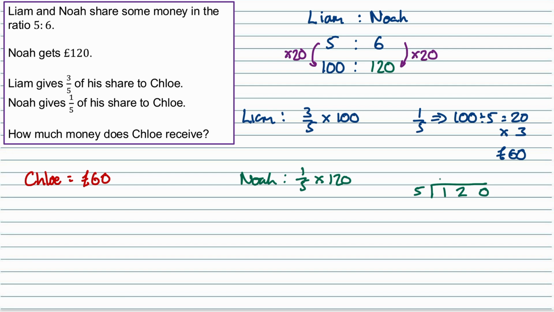So 5 into 1 doesn't go, we'll carry it over. 5 into 12 goes twice, with 2 left over, and 5 into 20 goes 4 times. So Noah will give Chloe £24. So if we add the £24 to what Liam gave her, then Chloe will get a total of £84. Okay? Let's try question 2.